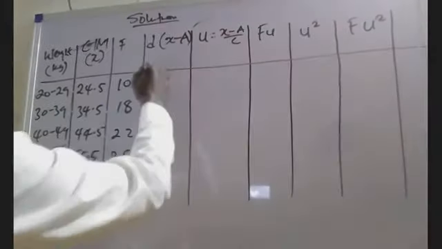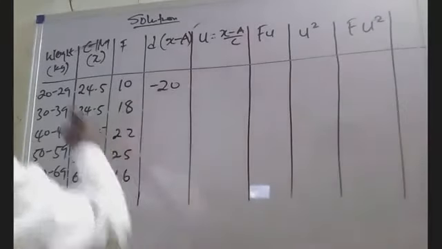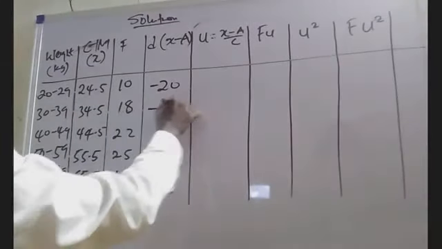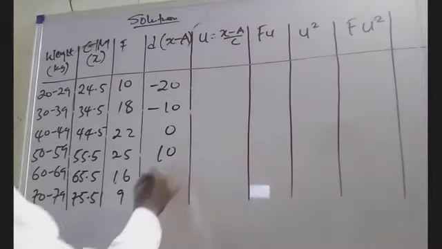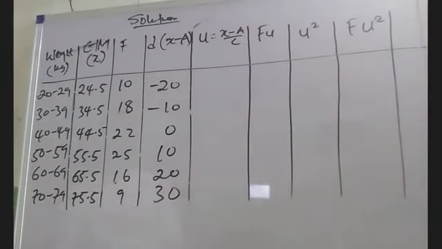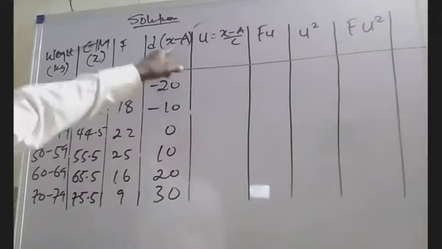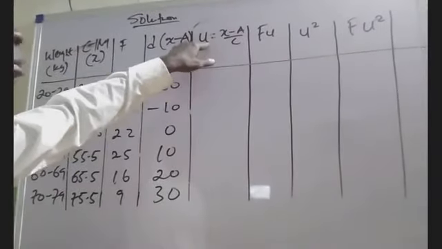Our assumed mean from the question is 44.5. So we have 24. This will give you minus 20. This will give you minus 10. This is 0. This is 10. This is 20. And this is 30. Then the next thing is your deviation, your u.